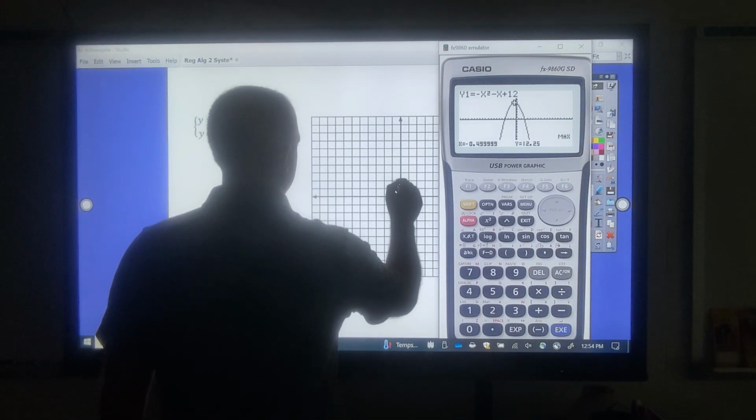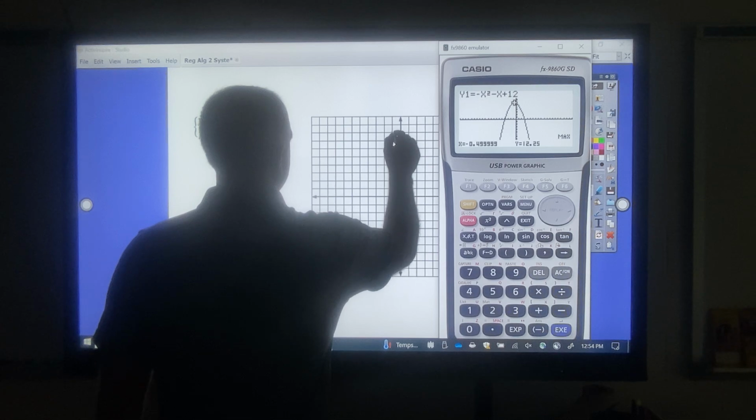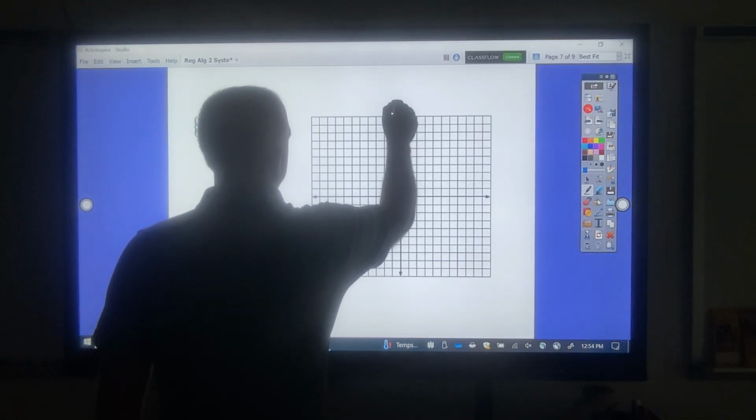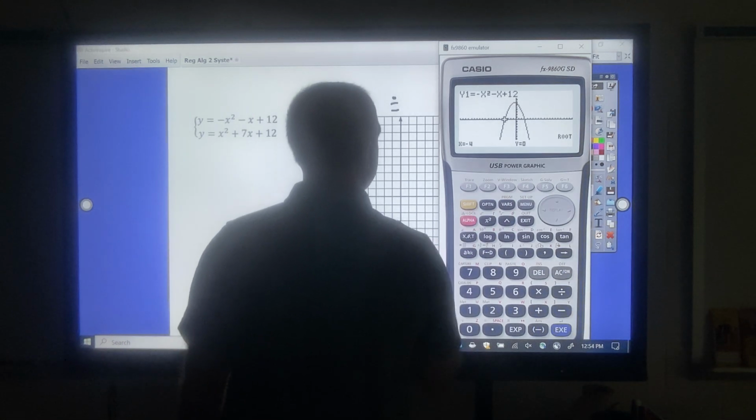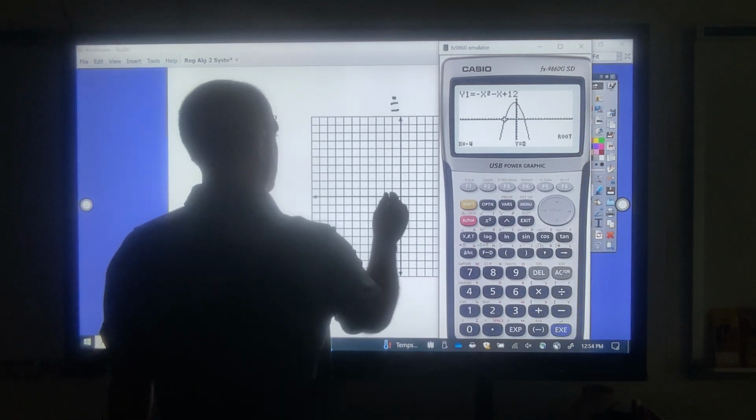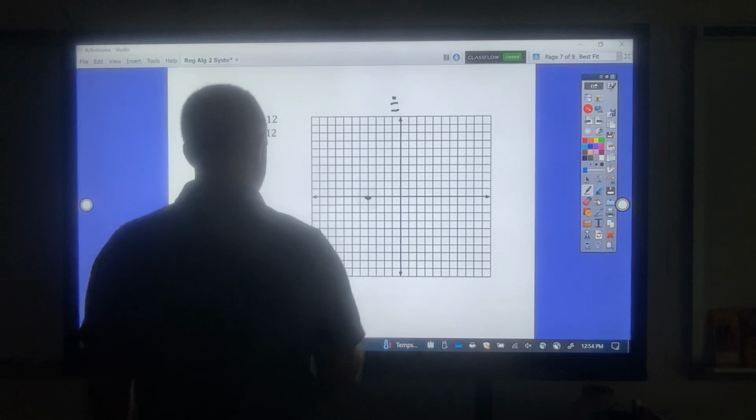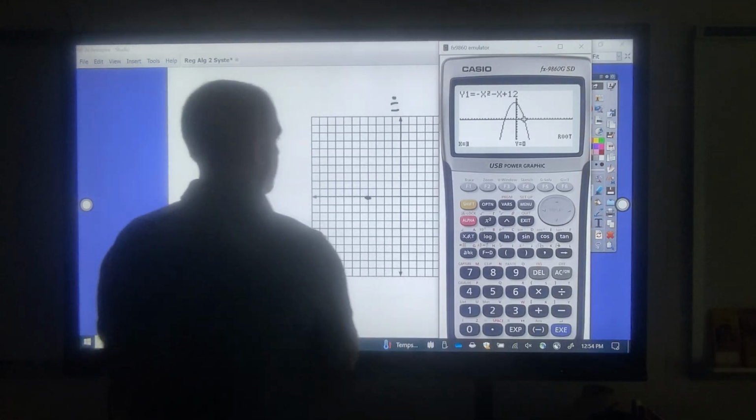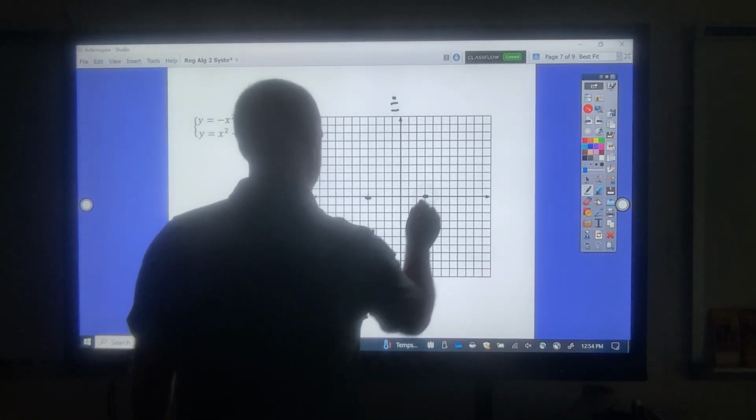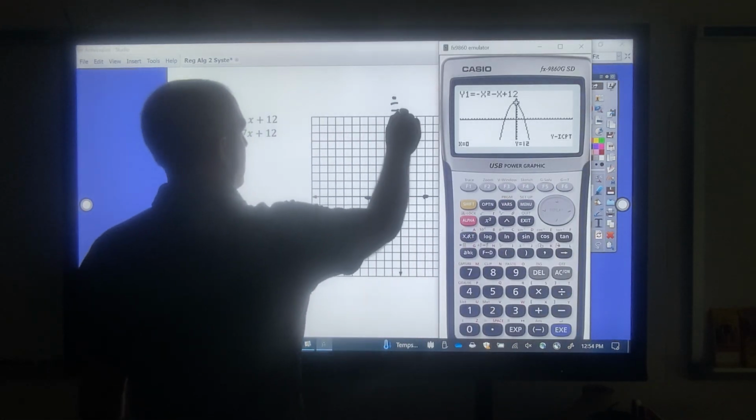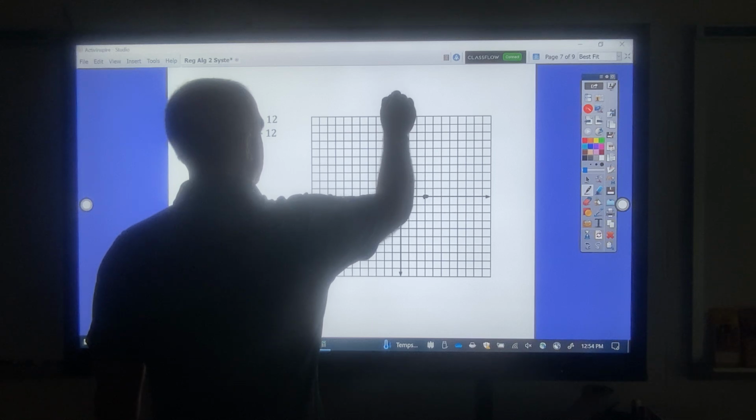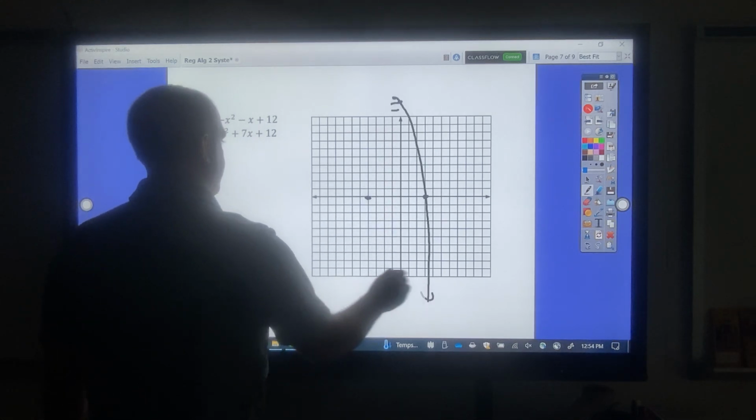So negative 5, 1, 2, 3, 4, 5, 6, 7, 8, 9, 10, 11, 12. So somewhere in there. G-Solve root, it crosses at negative 4, and it also crosses at 3. The y-intercept is going to be 0, 12. So this graph looks like this.